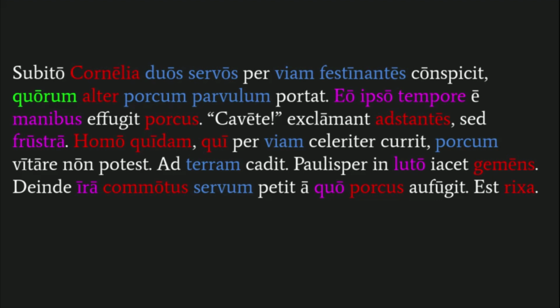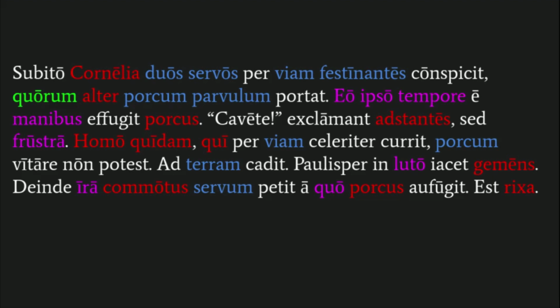Then you have: Eo ipso tempore, e manibus effugit porcus. So at that very moment, eo ipso tempore, the pig, the porcus, effugit, it escapes or runs away out of the hands, e manibus. Manibus is a fourth declension noun, right? And it means out of the hands, really, of the slave, right? It escapes from the slave's hands, is the idea.